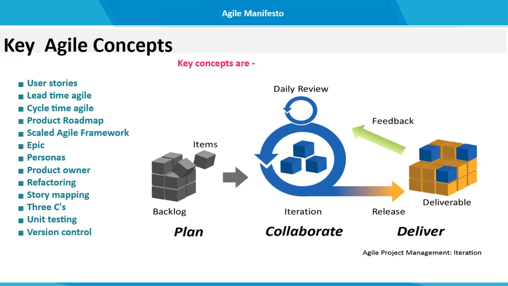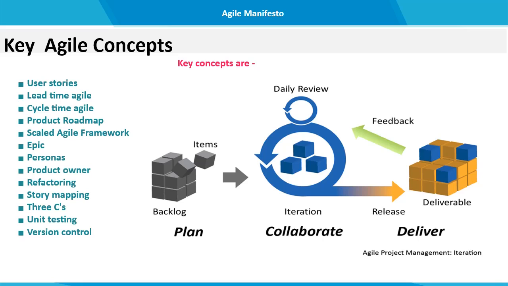Now comes lead time in Agile. Lead time is the amount of time from when the tasks are created to their completion. There is also cycle time in Agile. Cycle time refers to the time from when a task is started until it is ready for deployment.